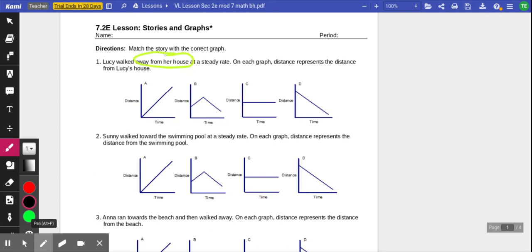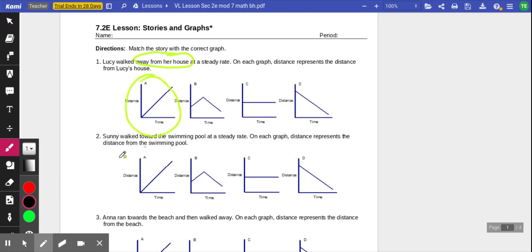So I like A. B, I don't like because it's going away from her house, but then it turns around and goes towards her house. We never said that. C, I don't like because the distance is the same. So over time, she is standing still. She's away from her house and she's not moving. And this one, we're going towards her house because as time goes on, our distance is getting closer and closer to home. This would be walking to her house, not away from her house. So here we would have A.